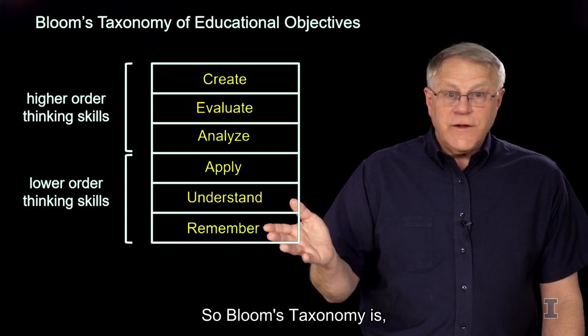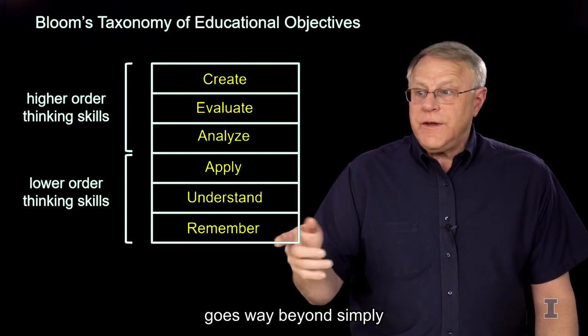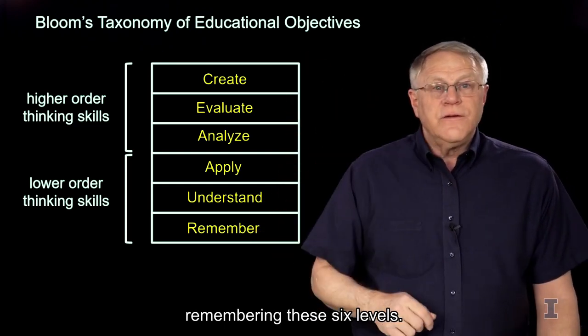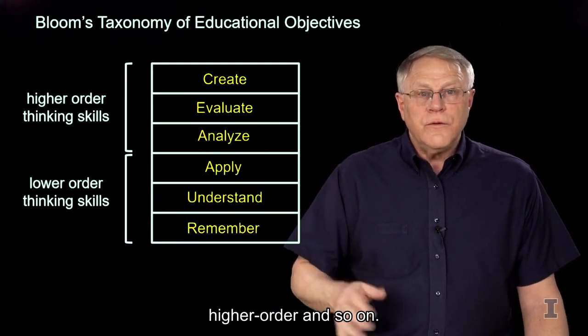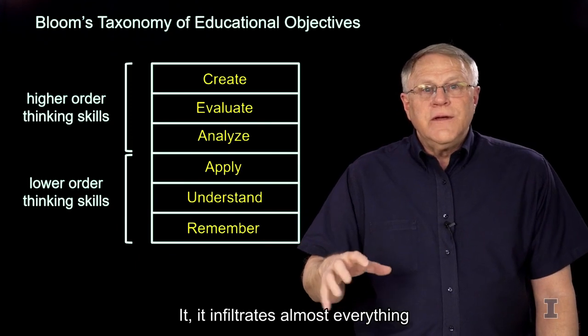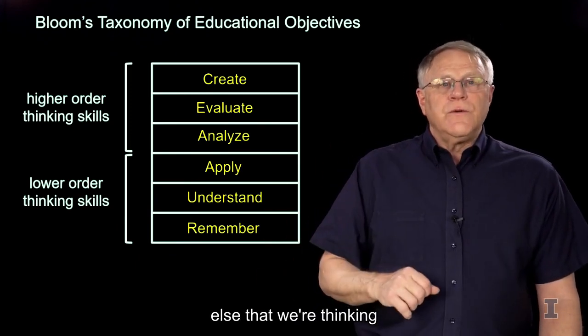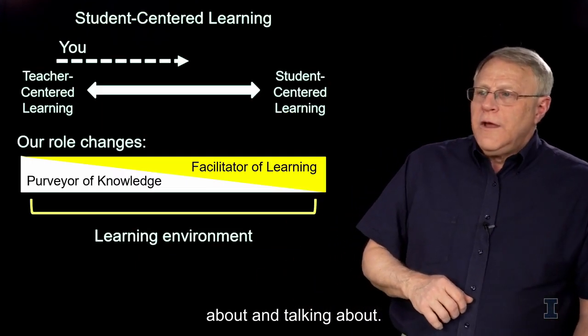So Bloom's taxonomy goes way beyond simply remembering these 6 levels, remembering that they're lower order and higher order and so on. It infiltrates almost everything else that we're thinking about and talking about.